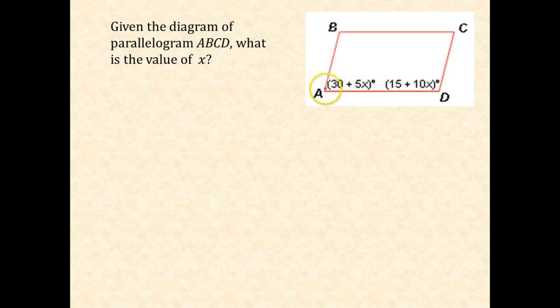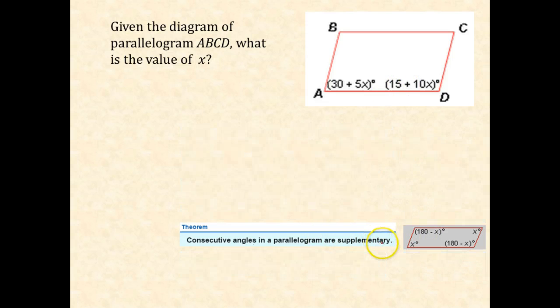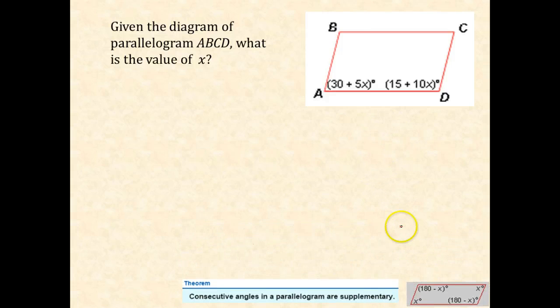Given this diagram of parallelogram ABCD, what is the value of x? So I have two consecutive angles here. So I'm going to need to use the theorem that has consecutive angles. So it says that consecutive angles add up to 180 degrees. So I need to add these two together.